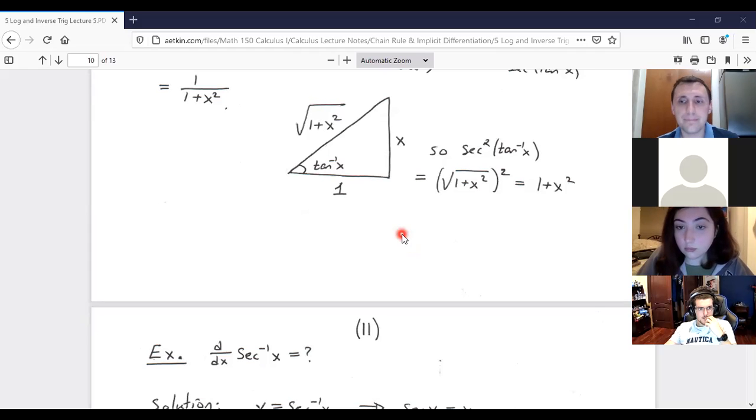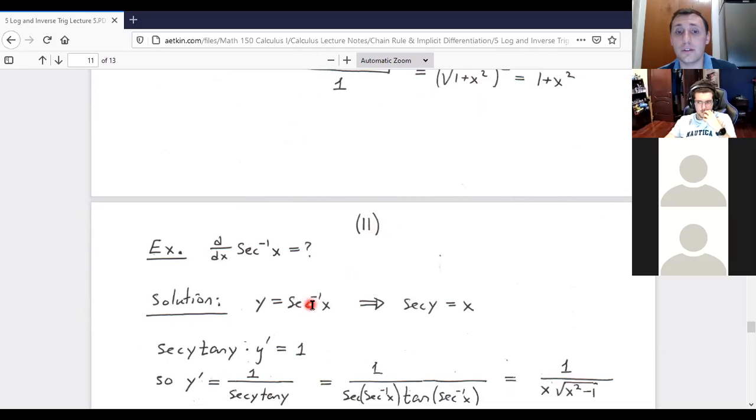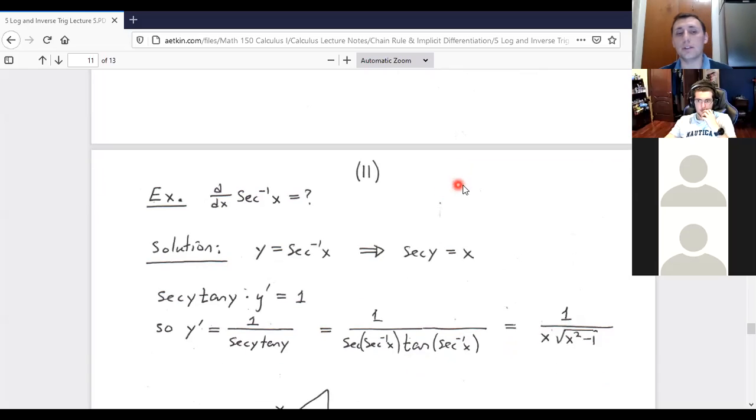Time. y equals secant inverse of x. That's your first step. Apply secant, and you get x. The derivative of secant is secant y tangent y times y prime. If you forget the derivative of secant, you can always recover it by noting it's equal to 1 over cosine. Okay, so you should always have ways to recover it. And then y prime is equal to 1 over secant y tangent y.